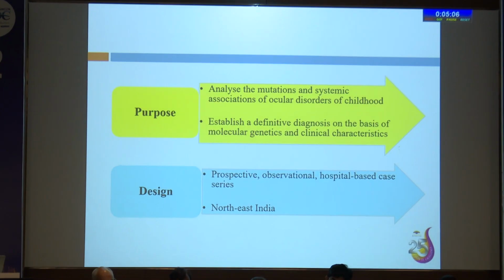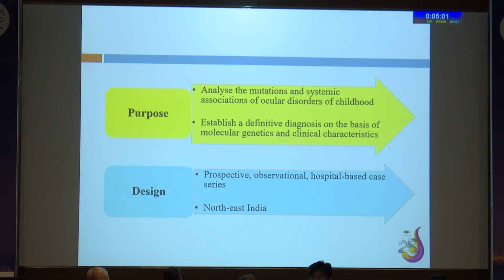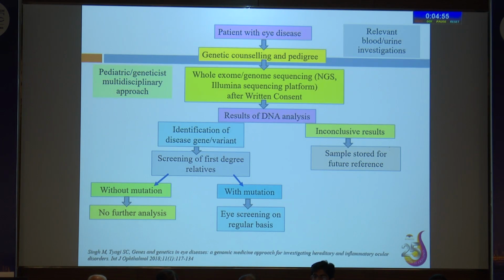So the purpose was to analyze the mutations and systemic associations of ocular disorders of childhood and establish a definitive diagnosis on the basis of molecular genetics and clinical characteristics of these patients. The algorithm that we followed was a multidisciplinary approach, and then we went ahead with the whole exome sequencing of these patients after a written consent. The results of the DNA were analyzed, and on identification of any variant, we went ahead with the eye screening on a regular basis of these patients as well as their relatives.